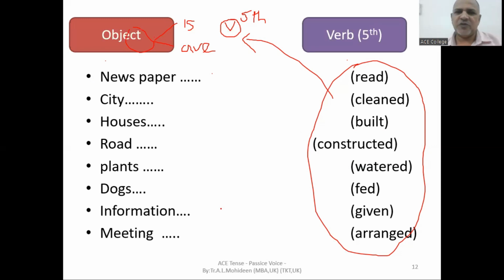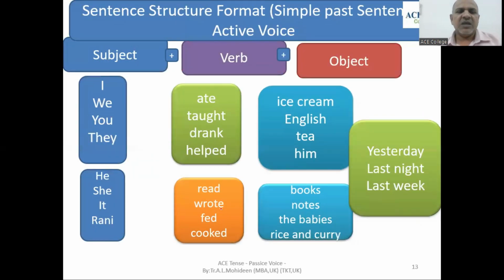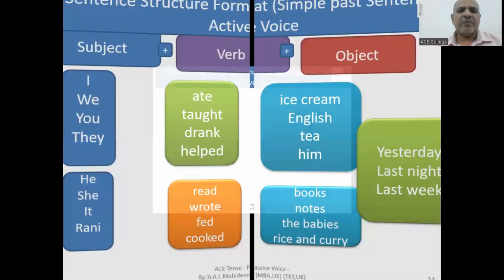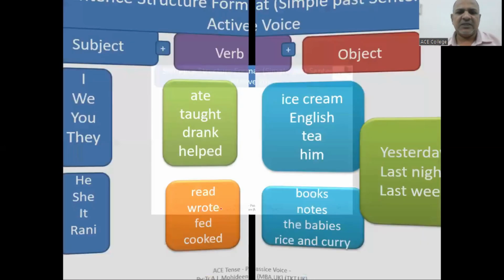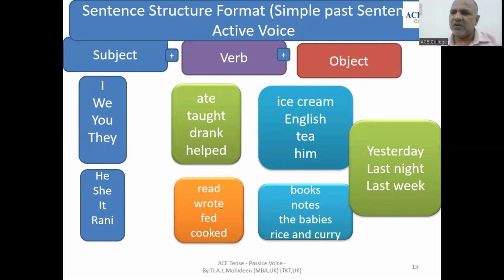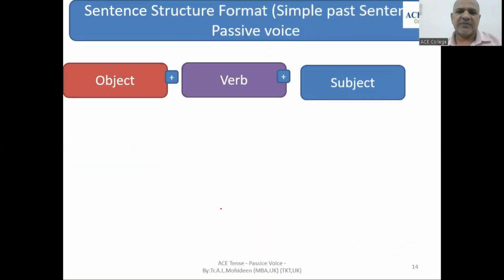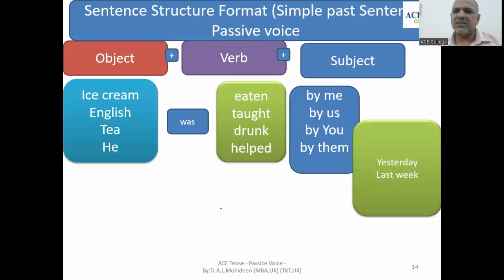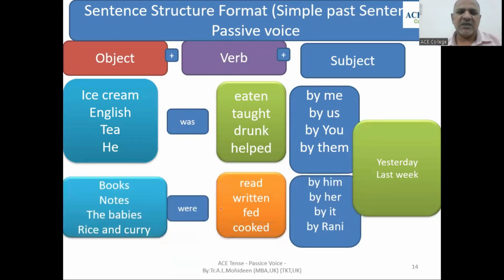Object and then verb fifth form, you have to remember. You have to add with is or are. We discussed already. Right. Now, past tense. Even though it is past tense, we don't care, but we have to change is into was in the passive form, and are into were. That's all. Ice cream was eaten. Books were read. That's all. You change is into was, past tense.